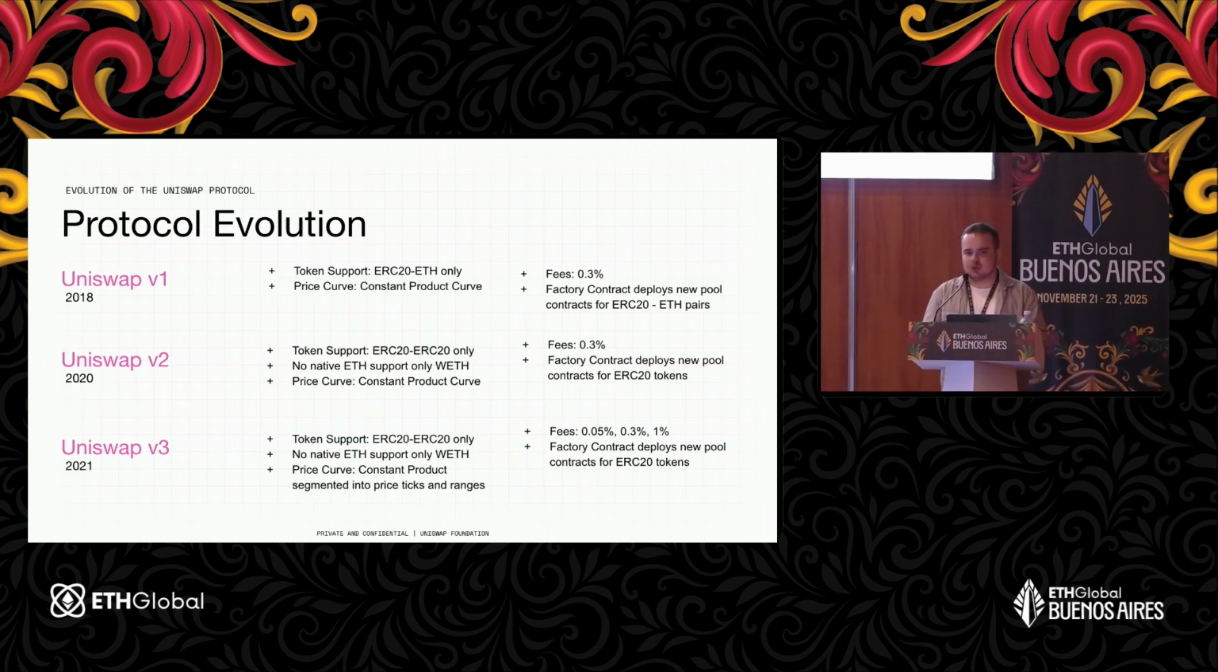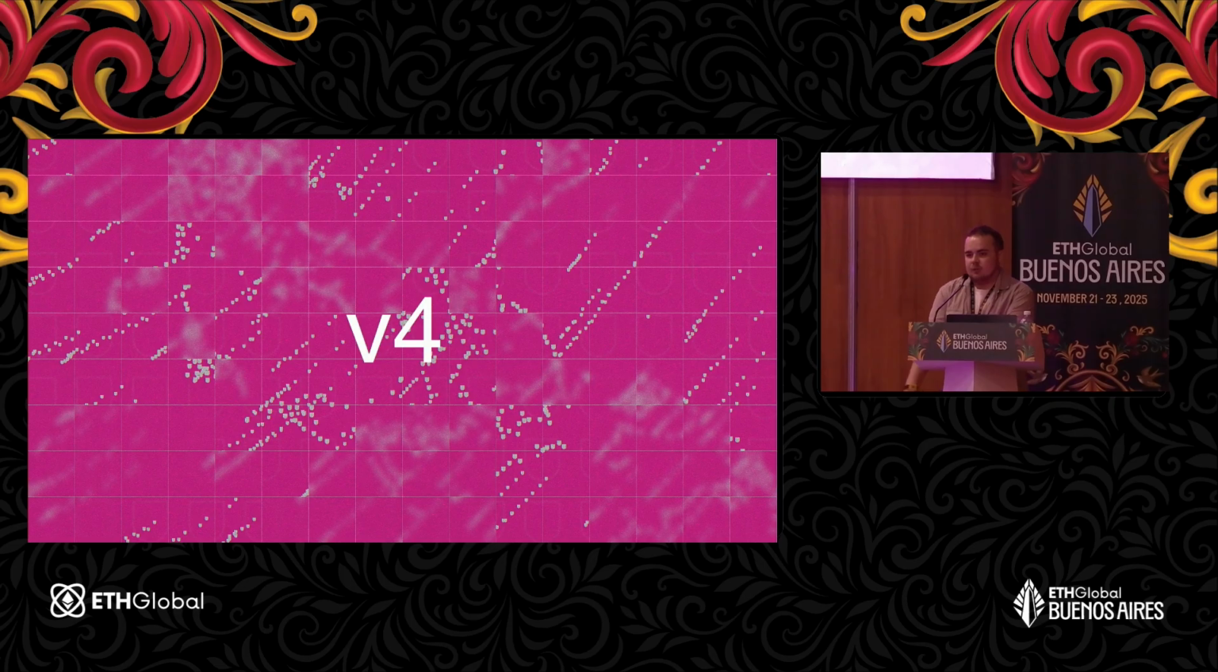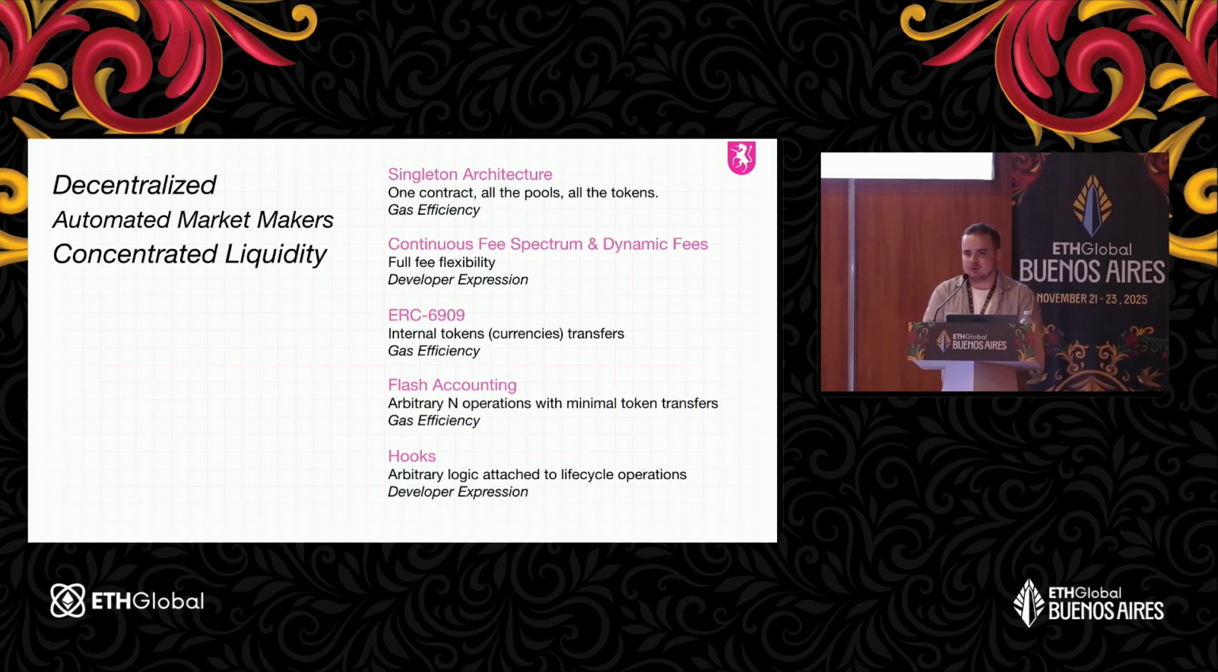In V1 we used to have only ETH to ERC20s. Then V2 introduced all kinds of ERC20s. And V3 introduced concentrated liquidity. This is another form of managing liquidity and making it much more efficient. And the interesting thing that we will be covering today is V4, this new version that has been live for a couple of months this year, and some differences that you will find when trying to build on top of it.